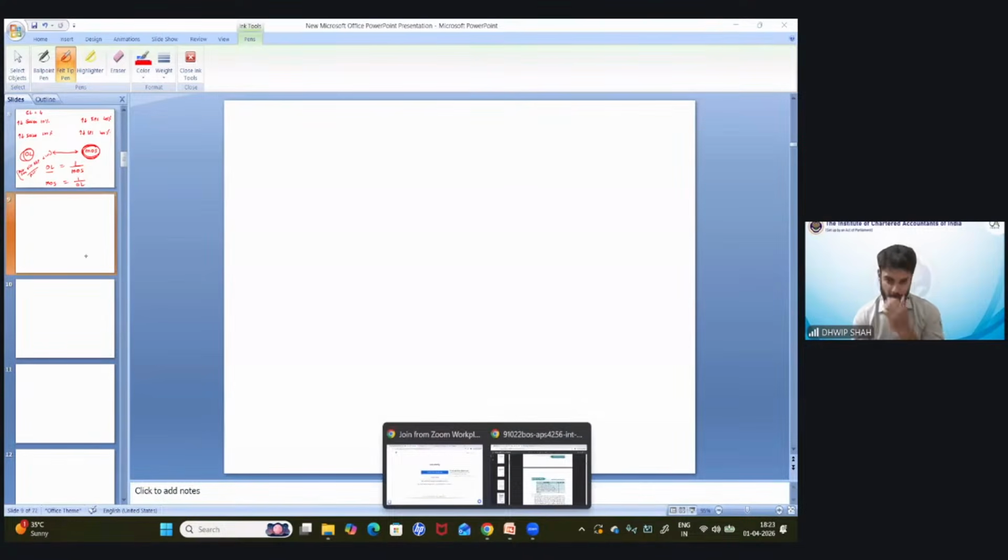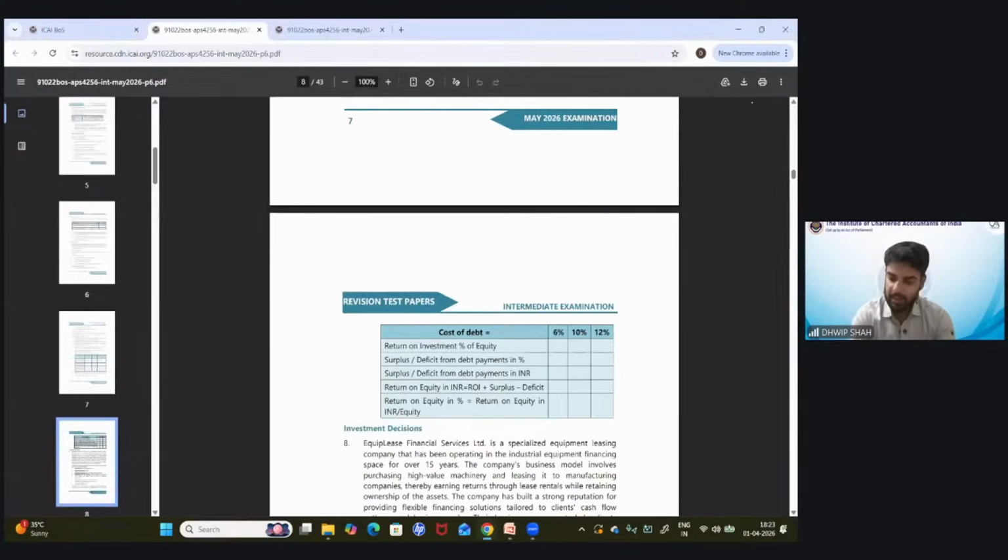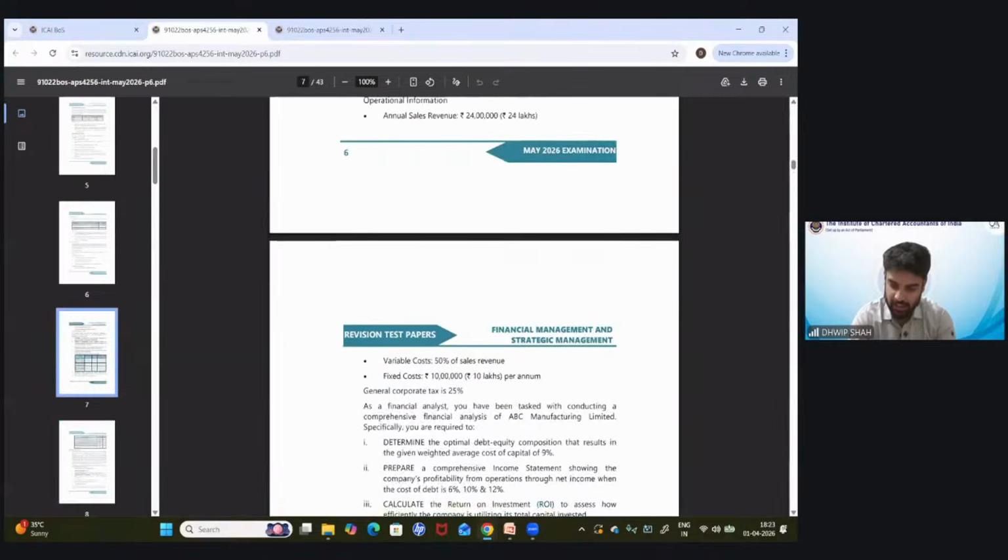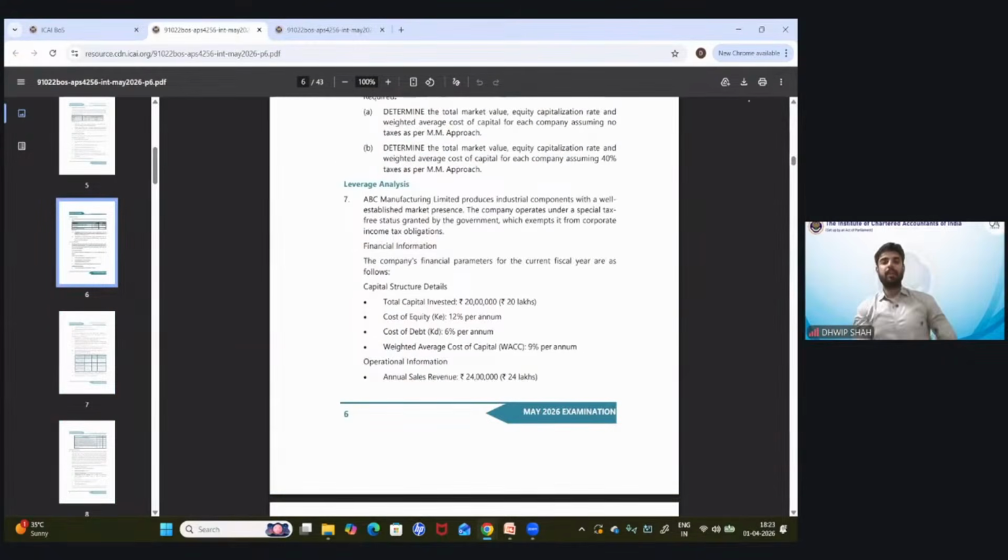It is a little combination of ratios and working and cost of capital chapters as well, but it is very unique in itself. So let's try to solve RTP May 26 question 7. Everyone please open RTP May 2026 attempt, question number 7, leverage analysis. Let's read and find out what is asked in the question. My strong advice to all students: never get tense after reading a question. Let's read and think how we can start. Don't fear.